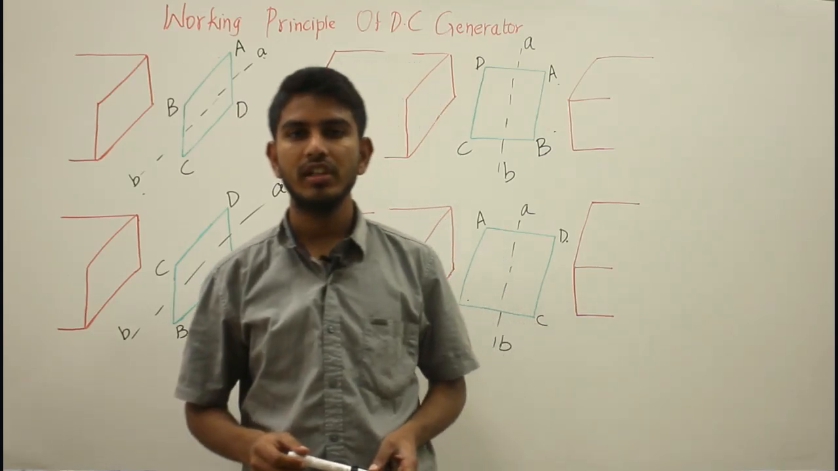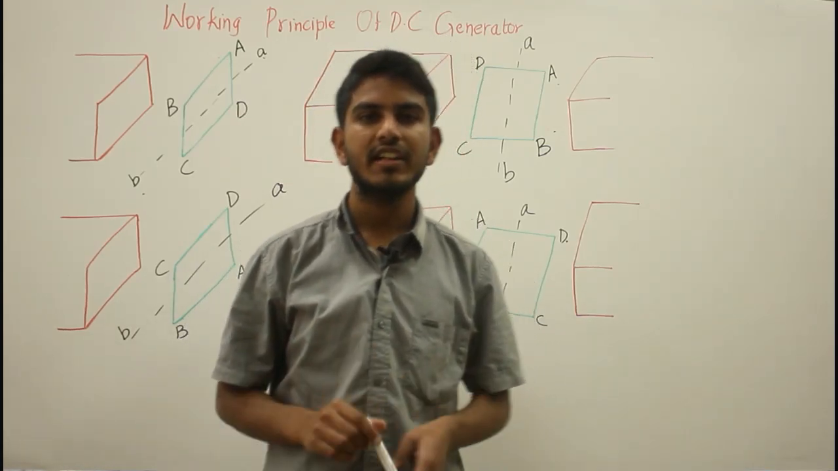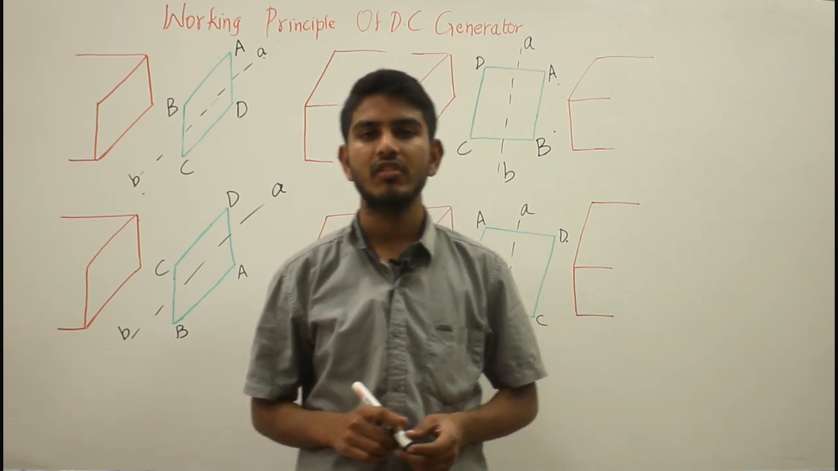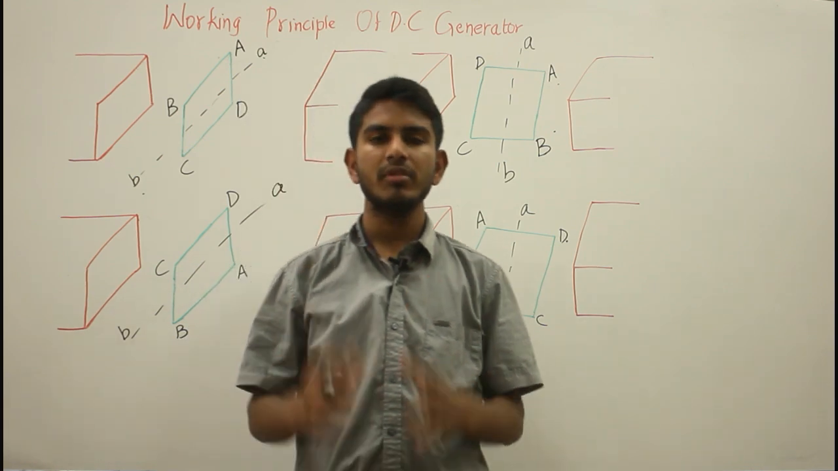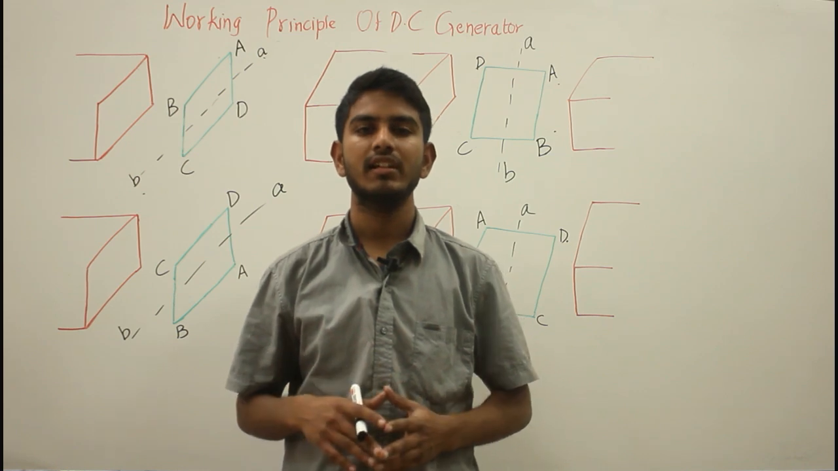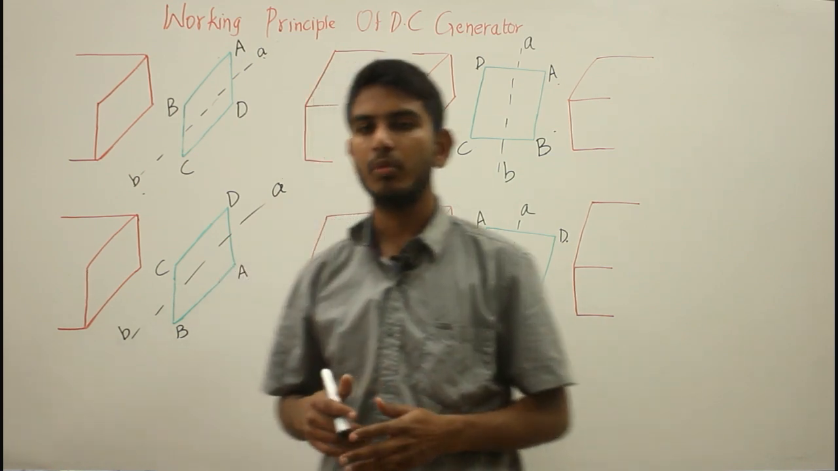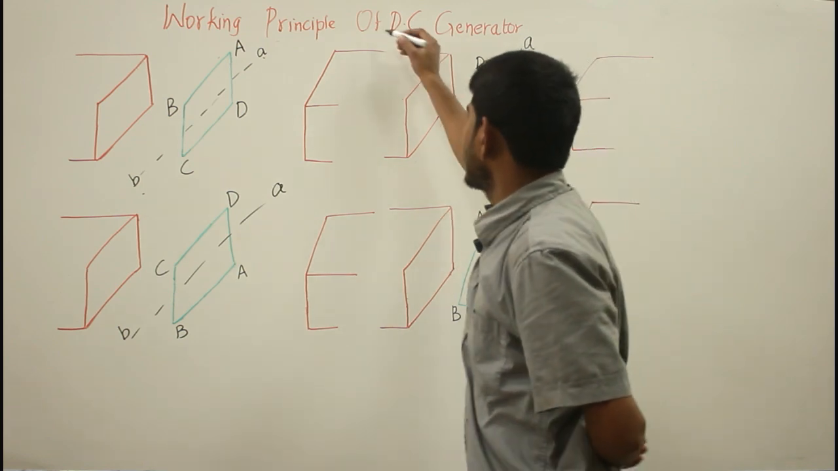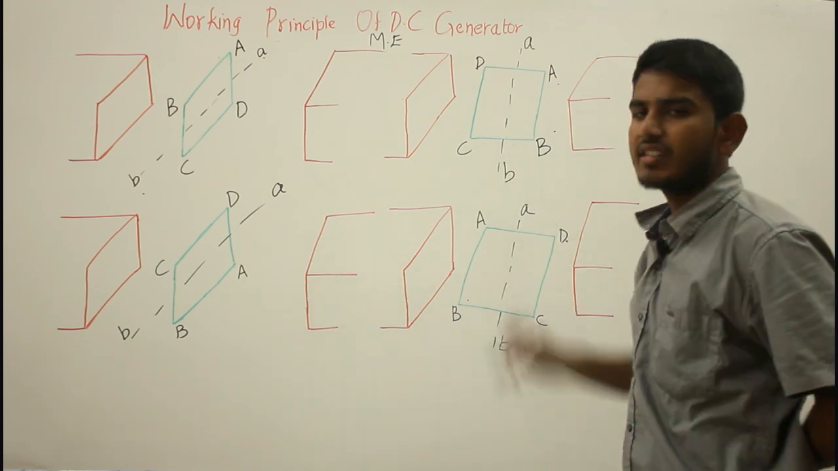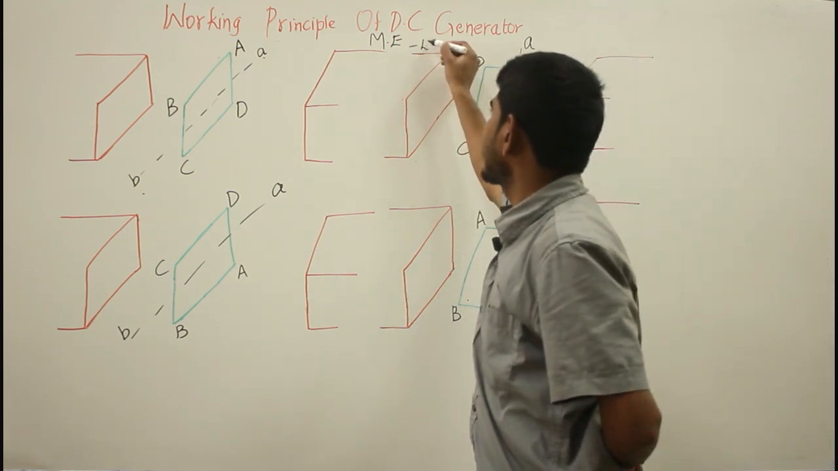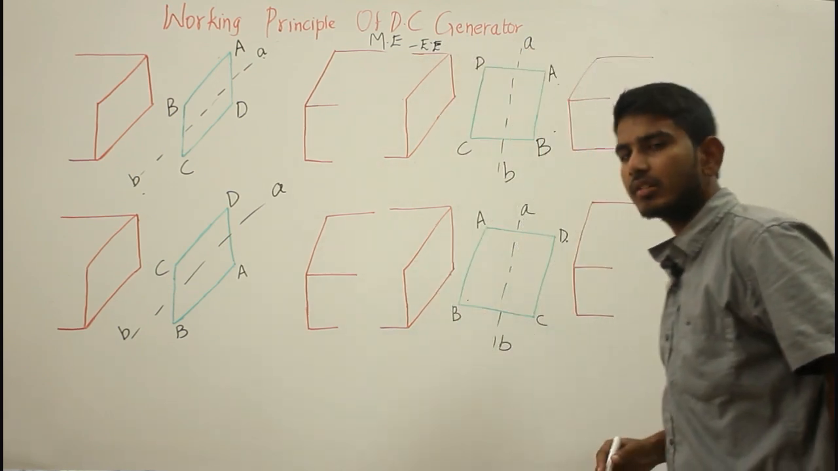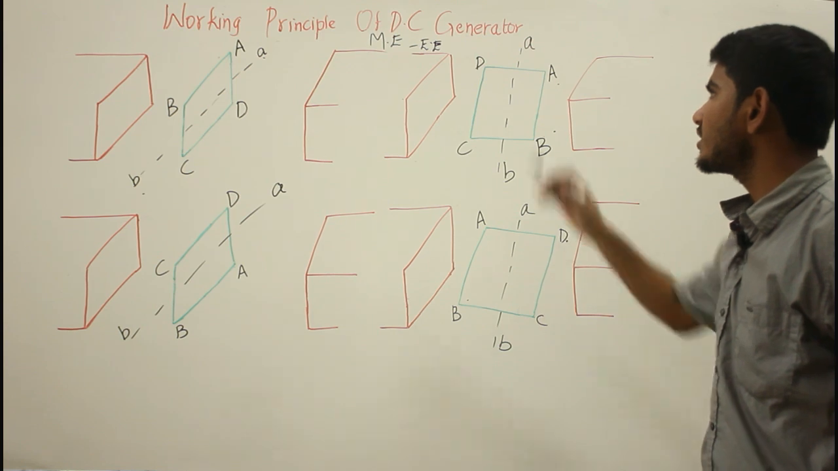Hello friends, in this video let us discuss the working principle of a DC generator. Basically there are two types of generators available: one is the AC generator and the other is the DC generator. Whatever type of generator you have, it receives mechanical energy as input and delivers electrical energy as output. They receive mechanical energy from a prime mover to which they are coupled and deliver electrical energy. The AC generator gives you three-phase AC power and the DC generator gives you DC output.